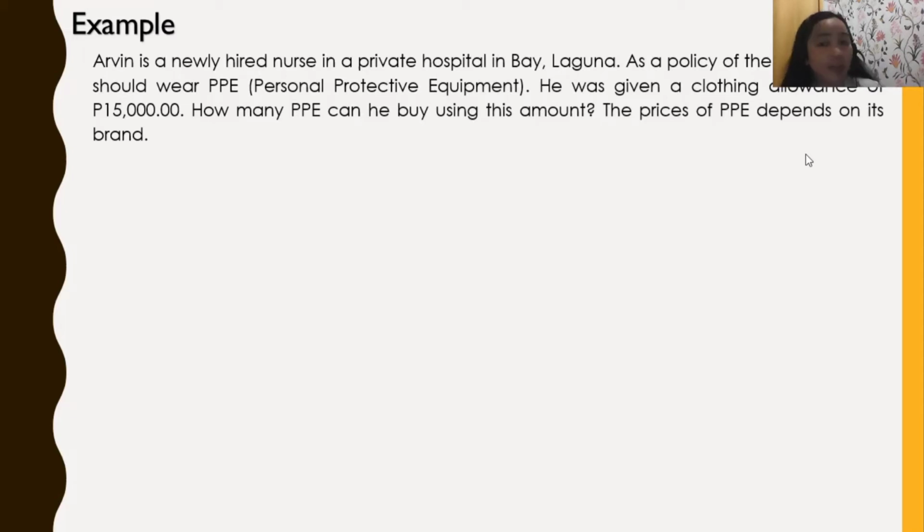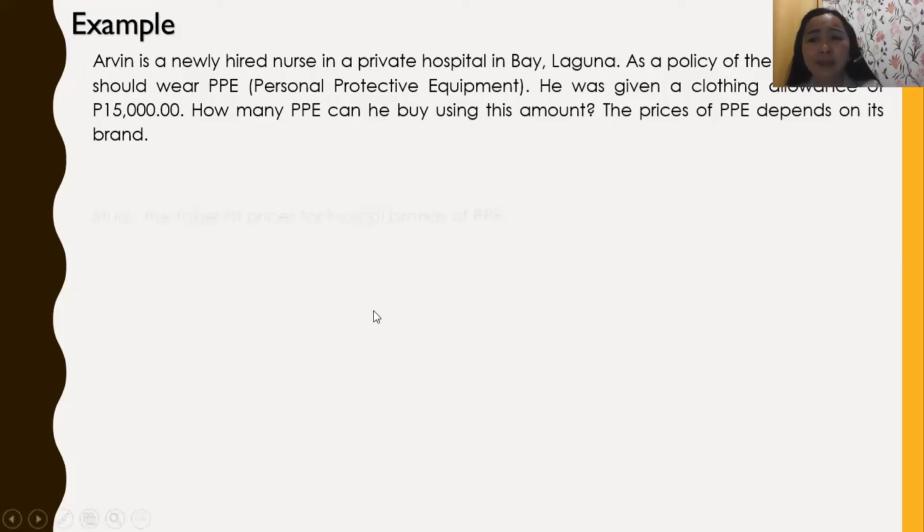Alright, the prices of PPE depends on its brand. Siyempre, ngayon, ang problem niya, saan ba siya mas makakatipid, makakarami ng bili ng PPE? Or, I do not know how he will decide what he should buy. Let's see.